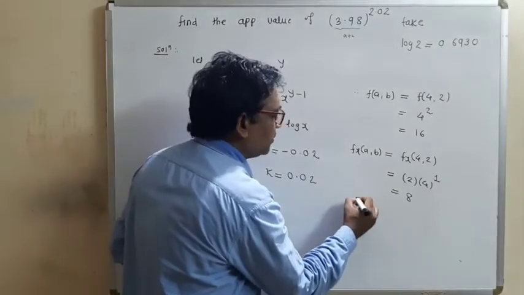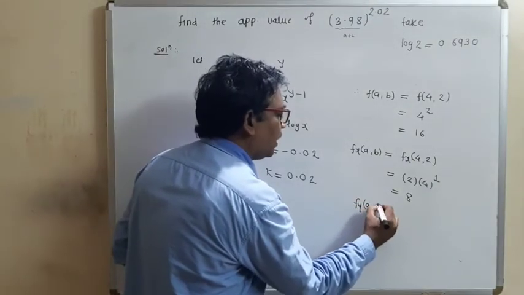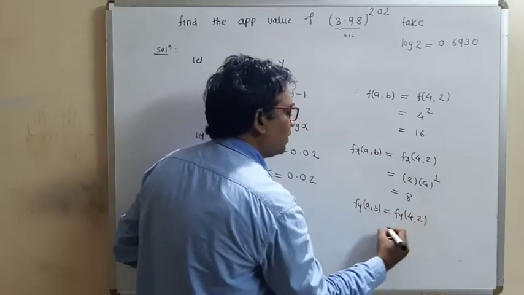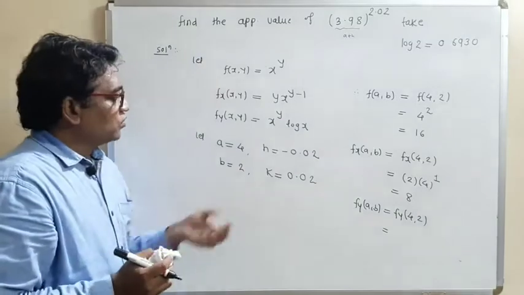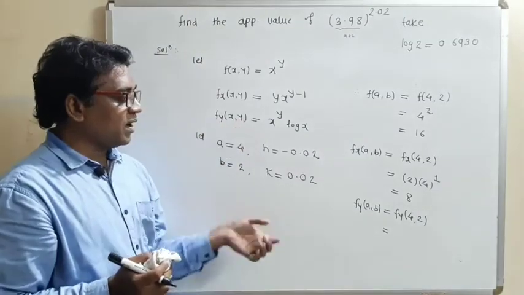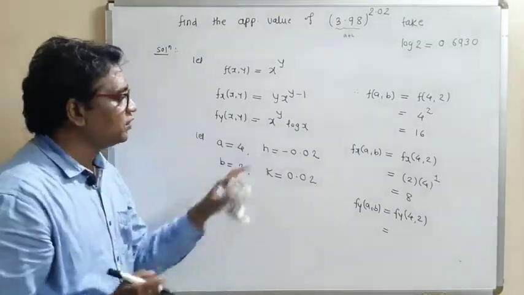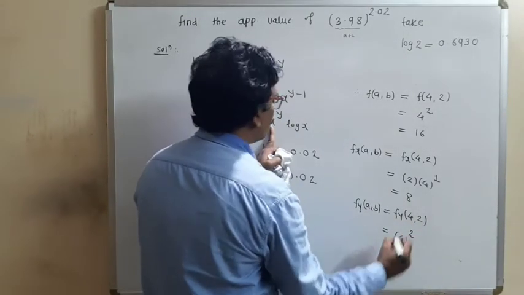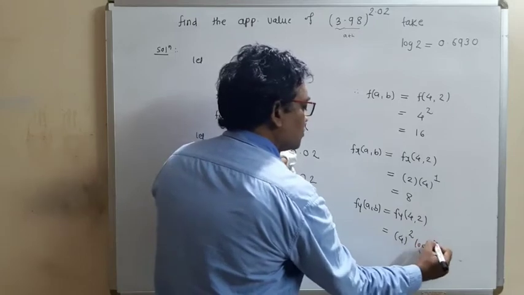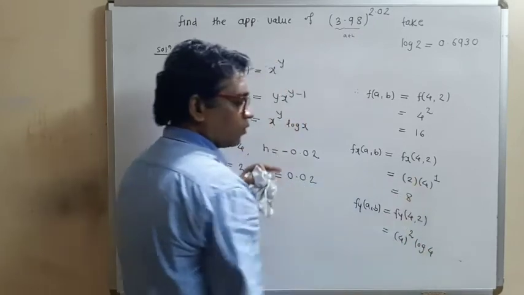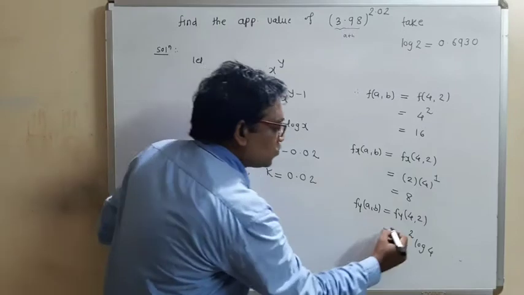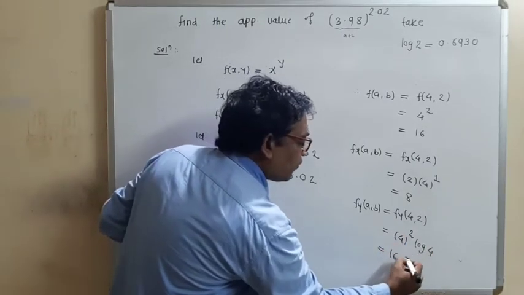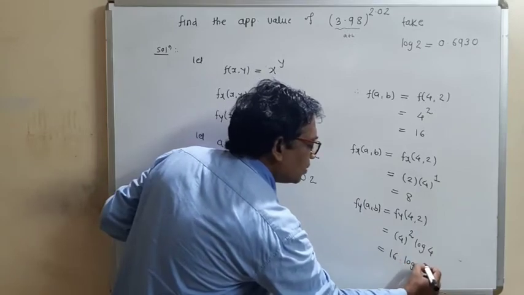Find out the next value, fy at AB. What is A? It is 4 and B is 2. So use this function fy at x, y and find out this value fy at 4, 2. So this is x raised to y, where x is 4, raised to y, times log x. So what is log x? Log 4. So 4 square is 16 into, now log 4 can be written as log 2 square.